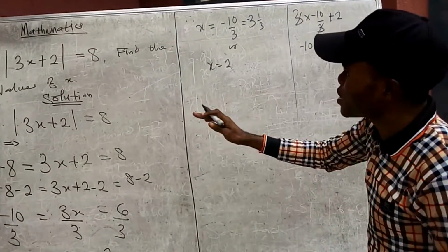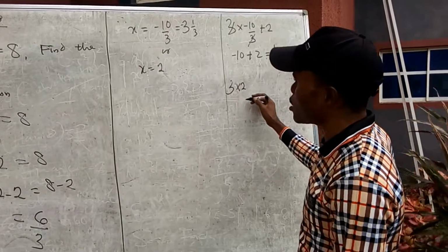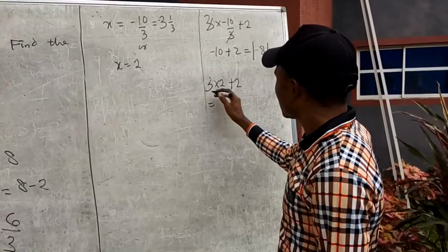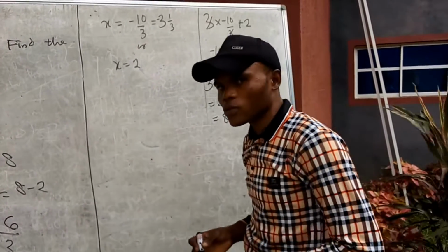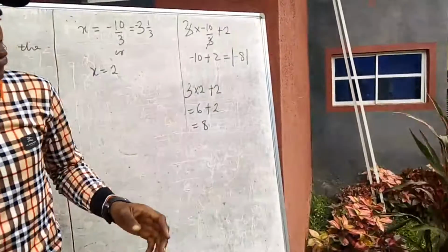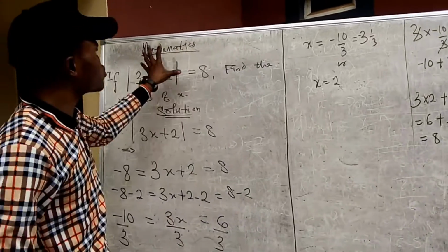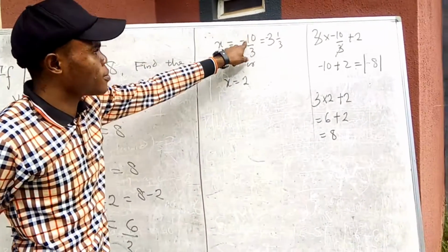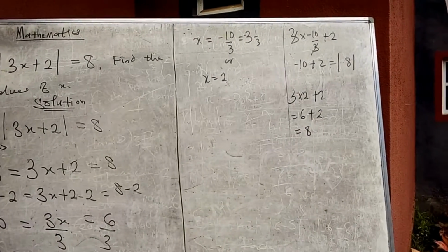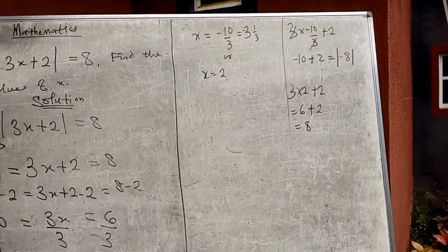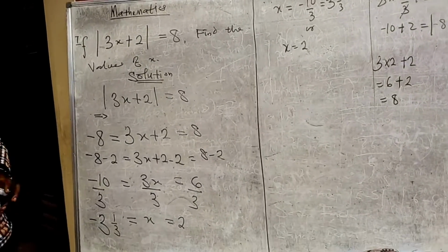Alright. So if we check 2, this will be 3 multiplied by 2 plus 2. 3 multiplied by 2 will give you 6. 6 plus 2 will of course give you 8. So you see now that the value of x for which this is true is either x equals negative 10 over 3 or x equals 2. Alright, so we have been able to solve the problem without having the need to break this apart. So this is all I have for us today.